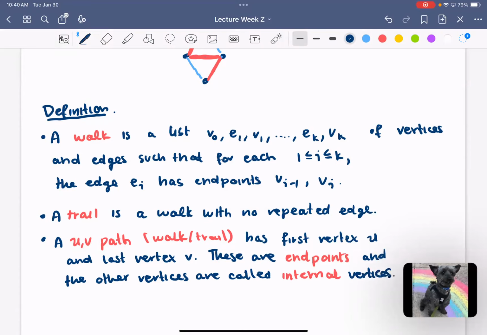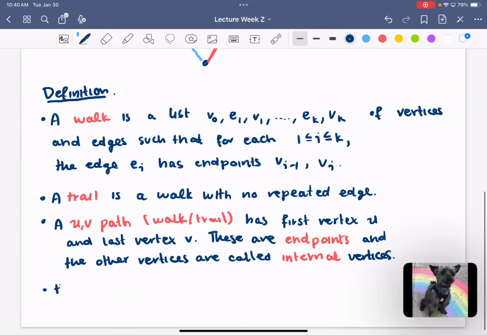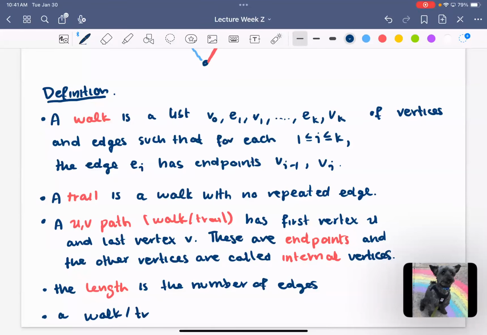Okay, and then last few things, the length is going to be the number of edges. So in the one I have written down at the top, that would be K. And we say it's closed if the endpoints are the same. This would not be a path, so a walk or trail is closed if the endpoints are the same.